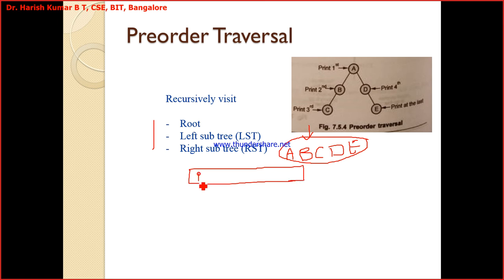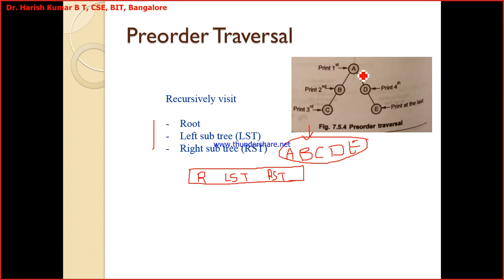Now it is first root node. The previous one, it was left subtree first, and then root, and then right subtree. Root, LST, RST. I'll write like this. Okay.